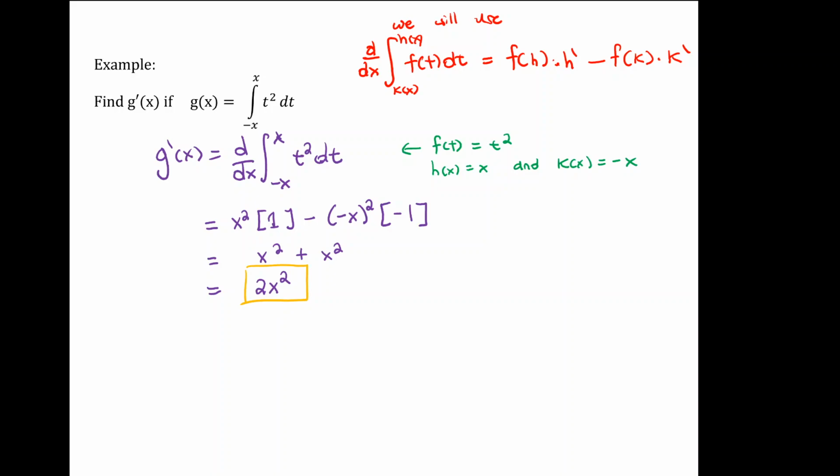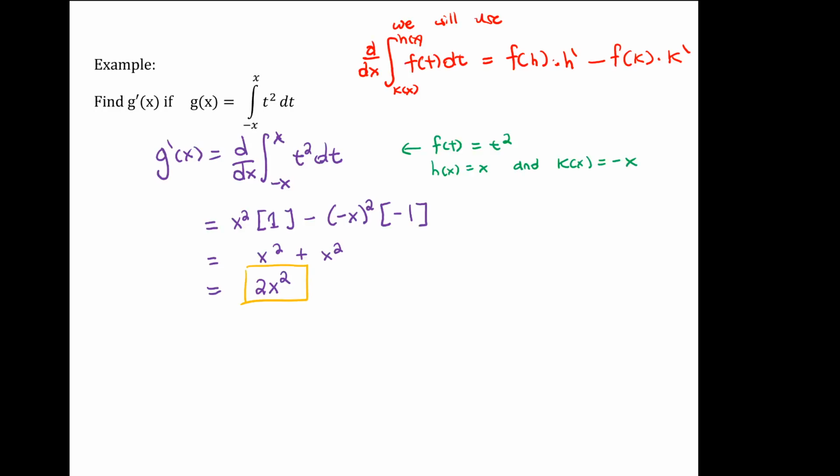Right, next one, next example. Nothing much has changed. We're going from negative x to x, but instead of t squared, we have a t cubed.